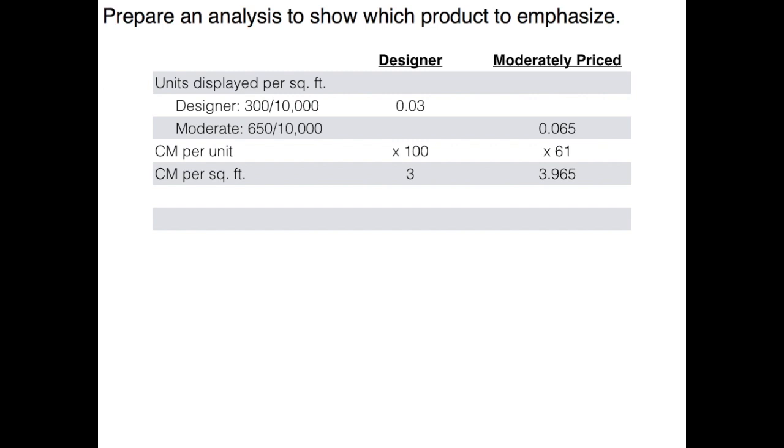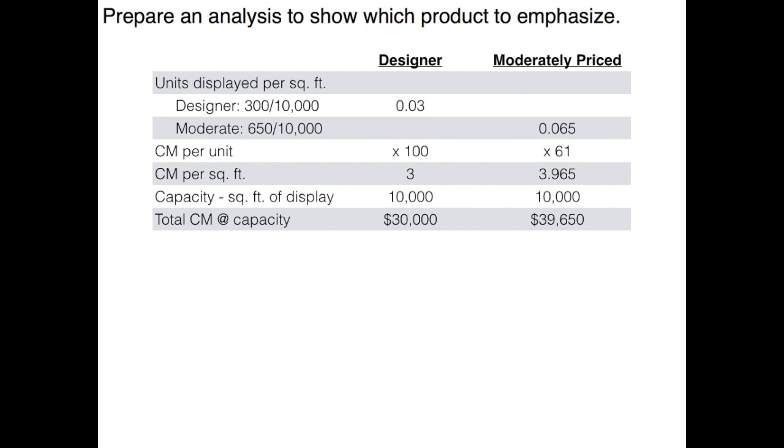We know it's the moderately priced, but if we go forward with this analysis and multiply it times the square feet, we find that the total amount of designer that we can emphasize will bring in $30,000. If we emphasized all moderately priced products, then that would bring in $39,650 with our entire capacity.